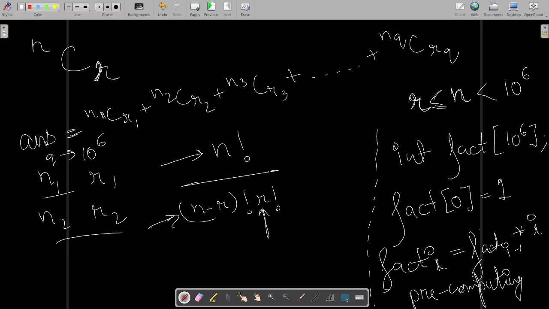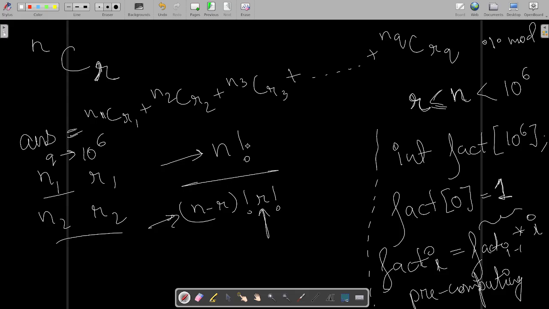One thing, this has to be done under mods. I forgot to tell you, you have to find this under a mod. So modulo some mod will be given, because combinations are really huge. You have to do this under the mod. Again, how? Multiply with 1ll, both multiplied, modulo mod. You do it under the mod and store it.